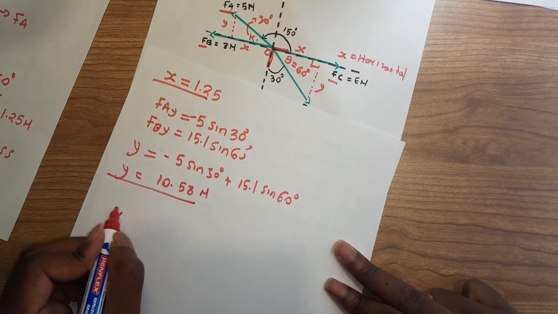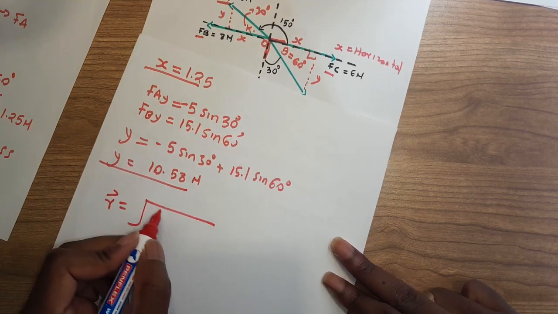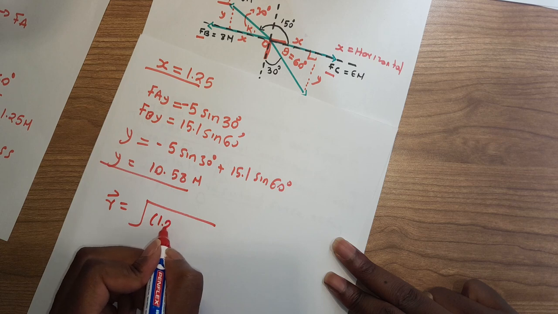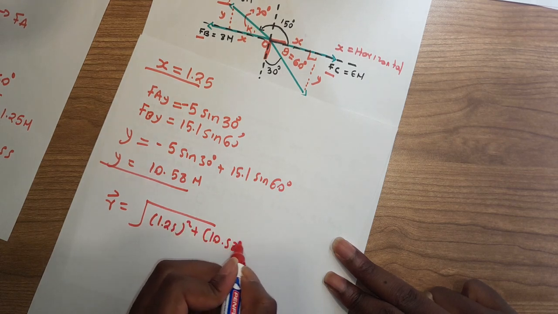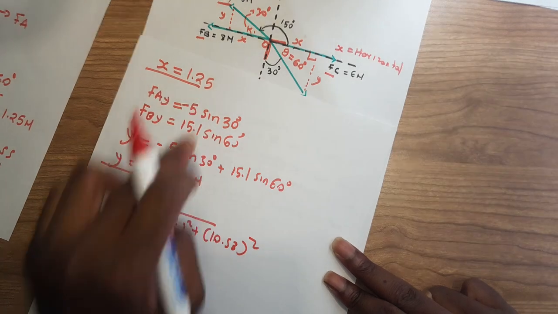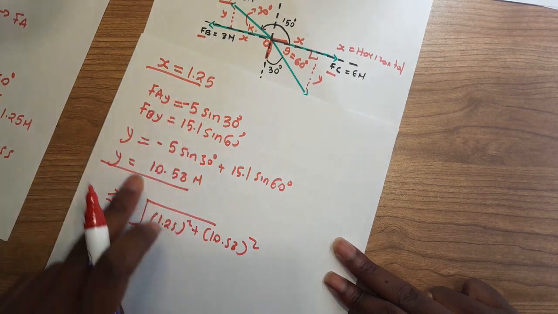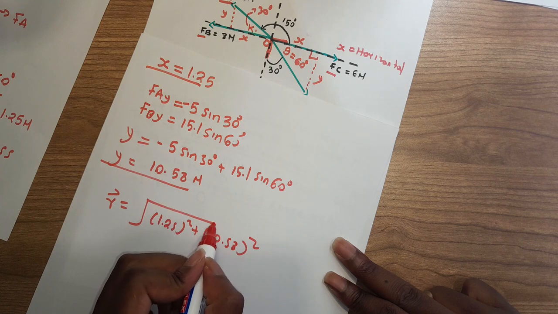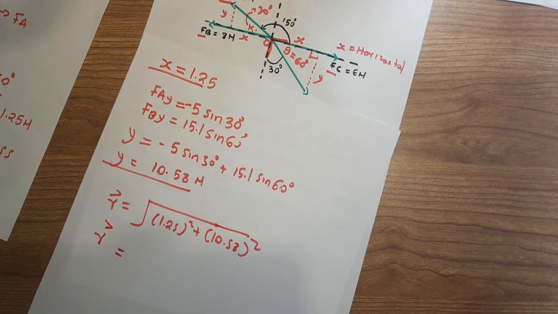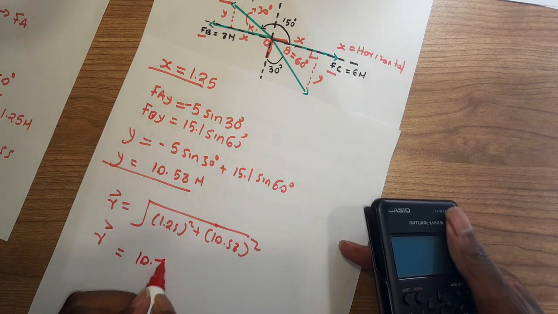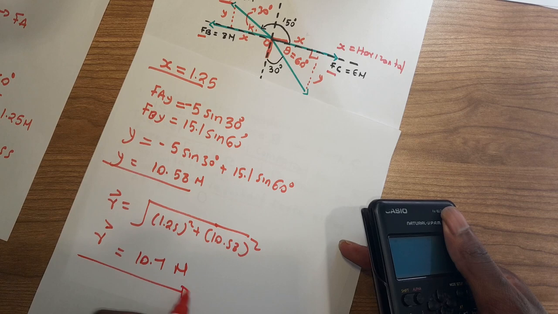So the resultant is just going to be the square root of 1.25 squared plus 10.58 squared. 1.25 squared because it's the x component, and the y component is 10.58. And then I just hit my calculator. What do I find? I find this is going to be 10.7 newtons.